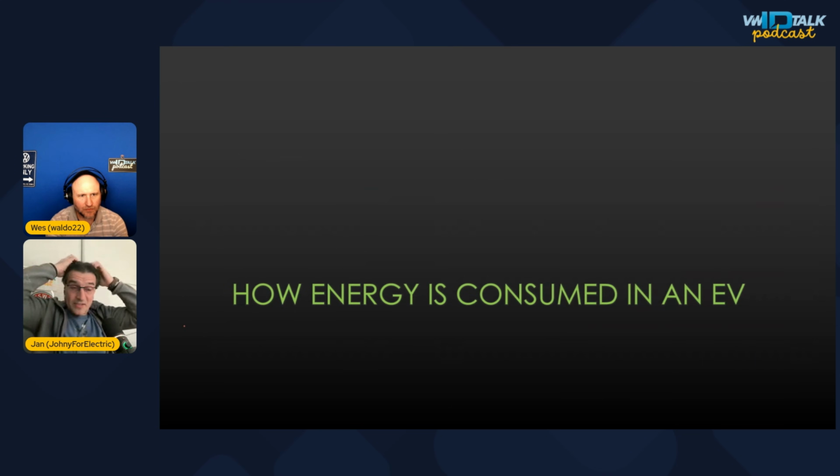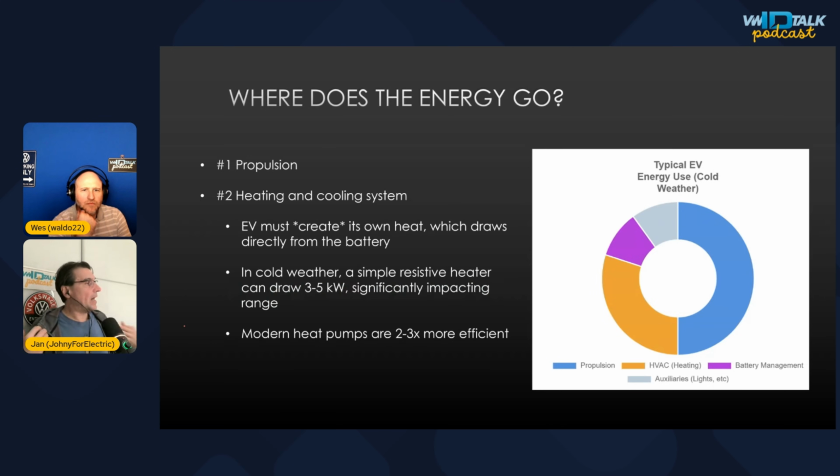So now that we understand these fundamentals, let's see how the power is consumed in the car. This chart is for cold climate, and number one is propulsion, meaning energy to push the car forward. So that's roughly 50%.